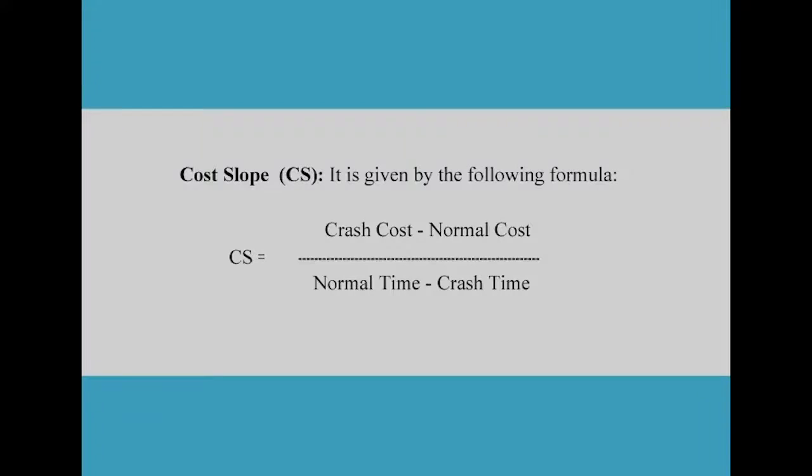Cost slope. Cost slope is obtained by a formula, that is CS, that is cost slope, equals crash cost minus normal cost by normal time minus crash time.